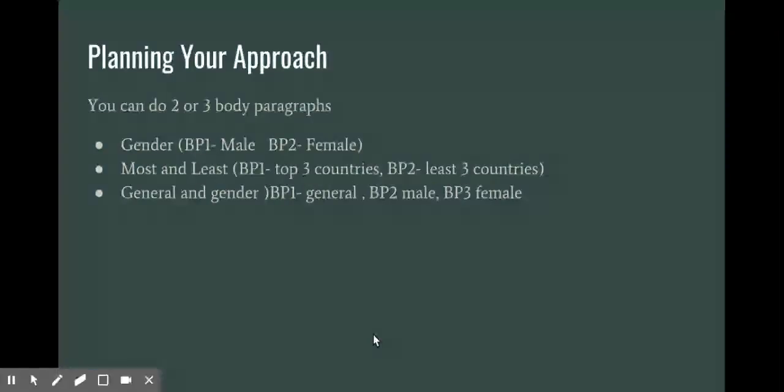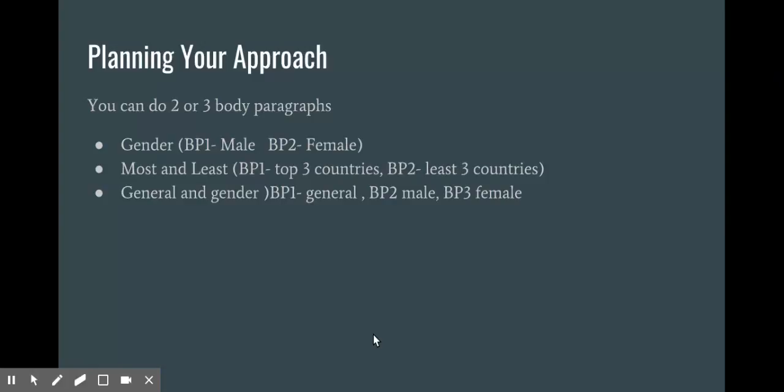Or you could have 3 body paragraphs. So do general and then by gender. So your first body paragraph could just be general observations. Your second body paragraph could just be males. Your third body paragraph could just be females.